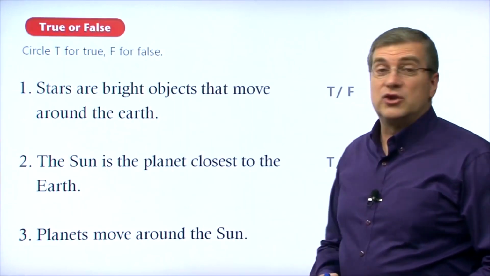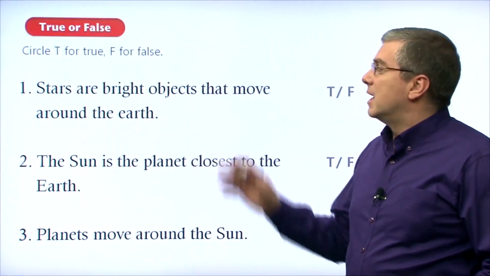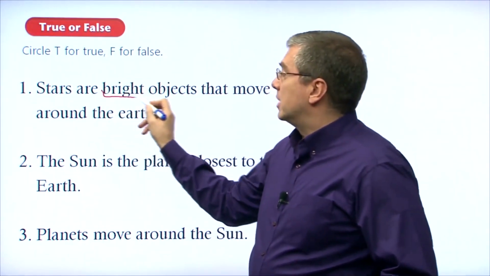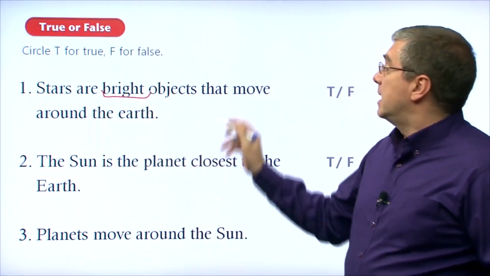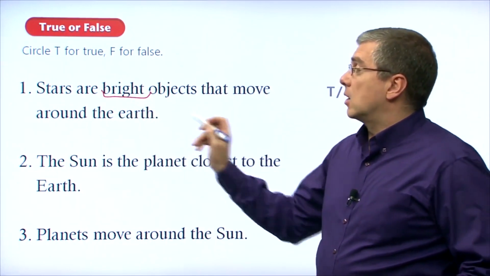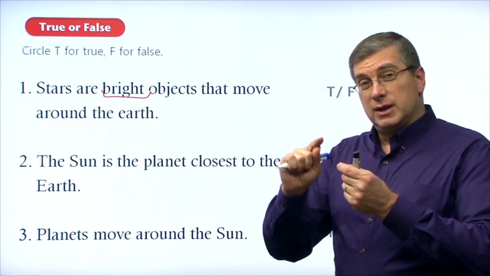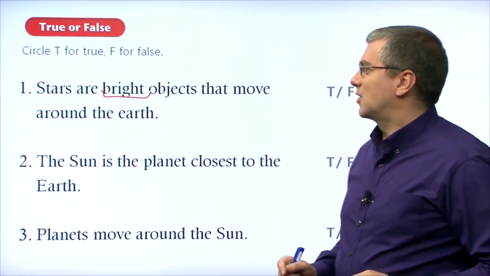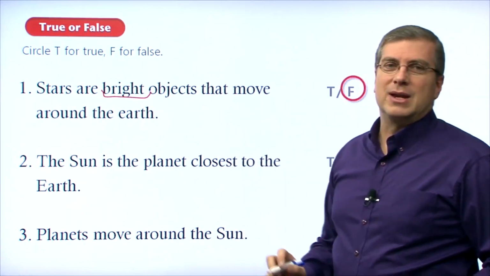Okay, let's move on to our true or false questions. Number 1. Stars are bright objects. They give off their own light and move around the Earth. So stars move around the Earth. Is that correct? No, that's not correct. Stars don't move around the Earth.